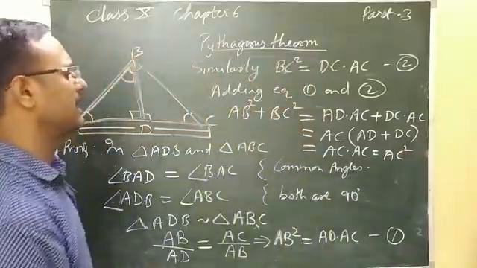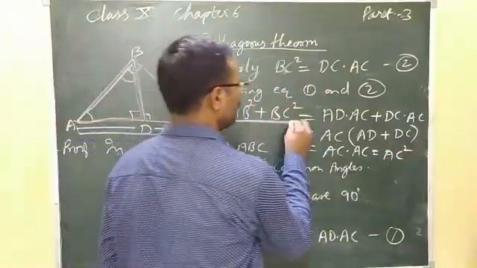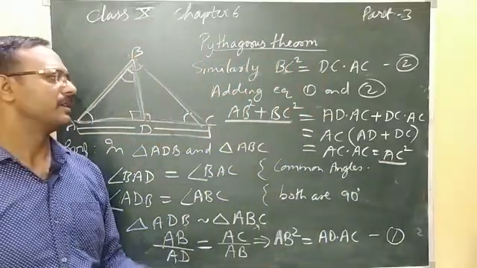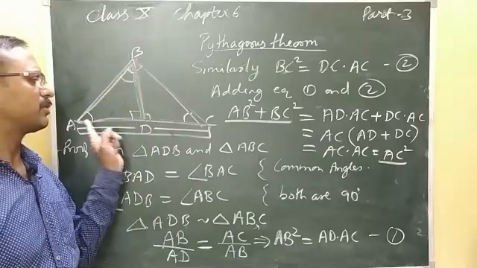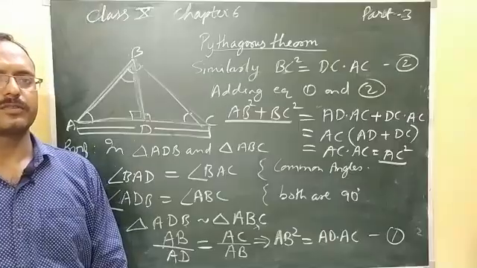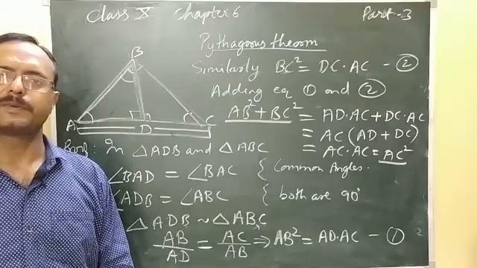So we have seen that if I add these two, we will obtain at last AC square, which was to be proved. AB square plus BC square equals AC square. So this was the Pythagoras theorem, and now we are going to see some of the applications related to the Pythagoras theorem.